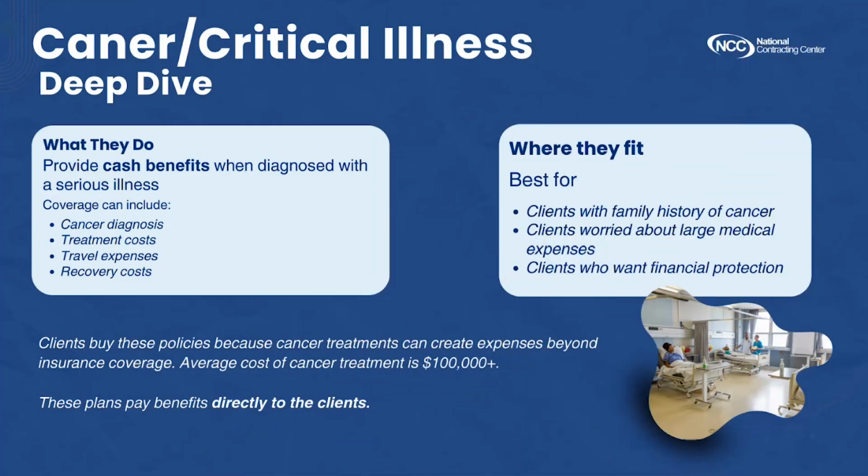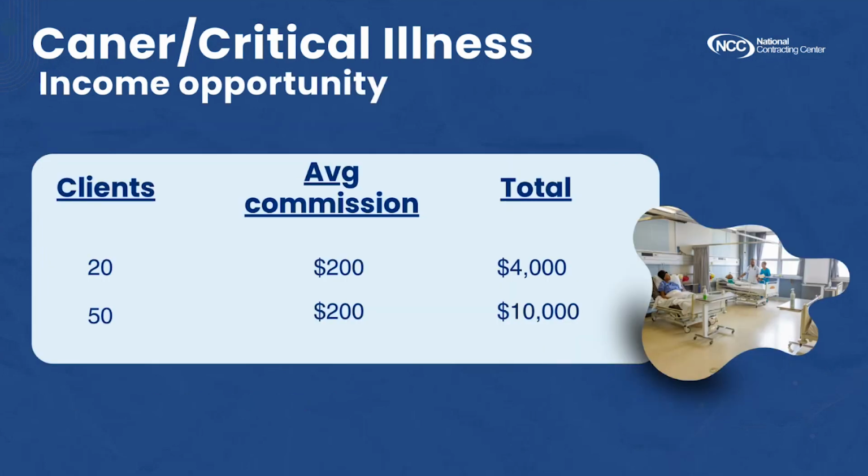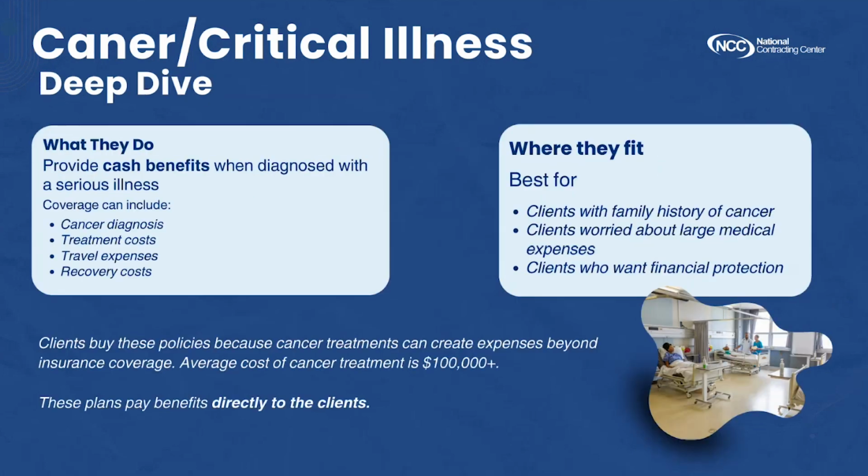Another important ancillary product is going to be a cancer plan or critical illness coverage. These plans can provide cash benefits when a client is diagnosed with a serious illness. These benefits help cover treatment-related costs, travel for care, lost income, and household expenses. Even with good medical coverage, a serious illness can create unexpected financial strain, and the average cost of cancer treatment alone can exceed $100,000. So cancer plans can help offset those costs by paying benefits directly to your client, giving them flexibility in how they use the money.